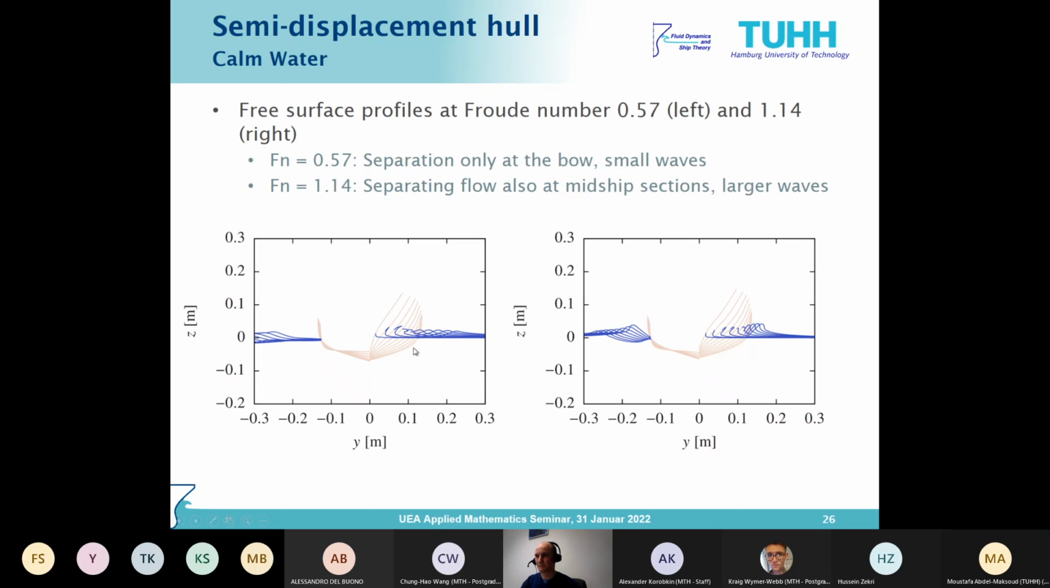Okay, so here's an example of the free surface shapes for two different Froude numbers. It is 0.57 on the left side, and you can see there's some flow separation at the bow, but then the waves are quite low, rather small waves. However, for the larger Froude number, there's also separation going on at the midship sections, and generally the waves are much larger and steeper.